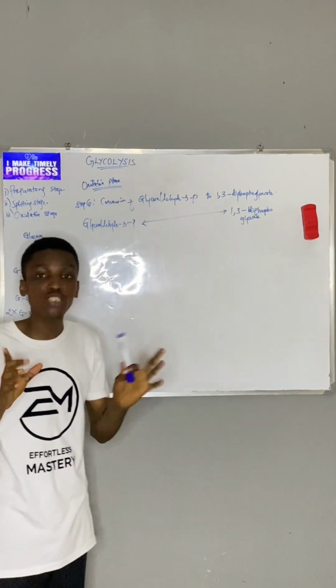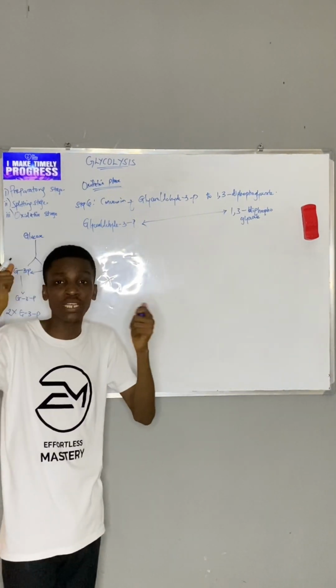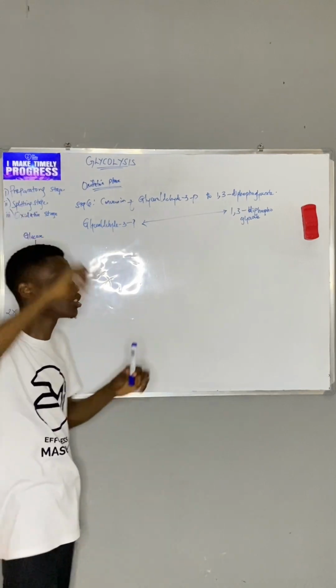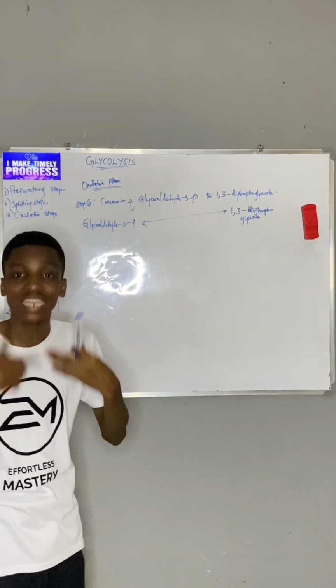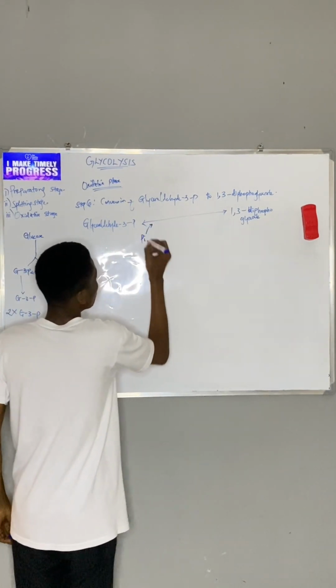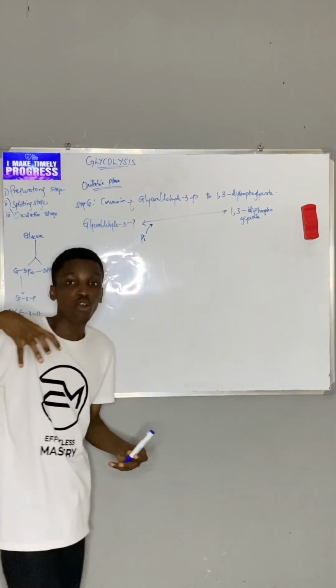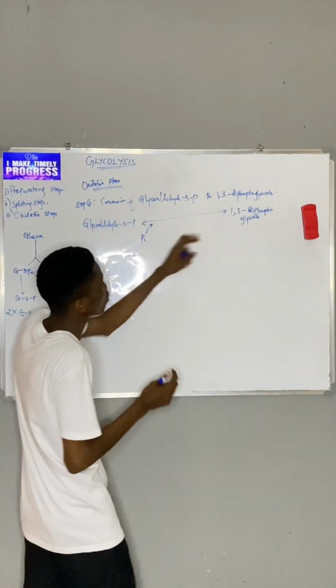Please take note. The source of phosphate here is not from ATP. Everything about phosphate from ATP was only in the preparatory stage. When we come to the oxidative stage, we are trying to regenerate energy. We are trying to add energy to the system. So in this case, the phosphate is inorganic phosphate. The body just picks up phosphate from the surroundings and then adds it in. So that's the source of the phosphate here.